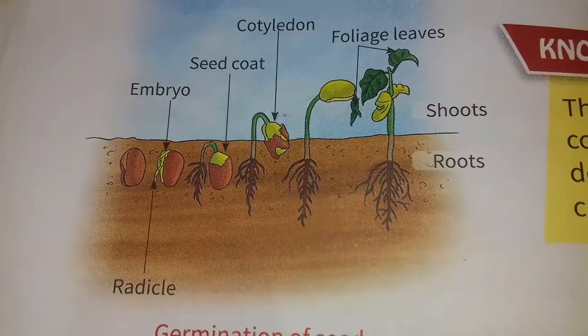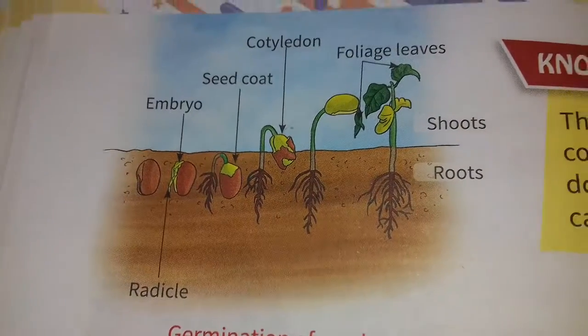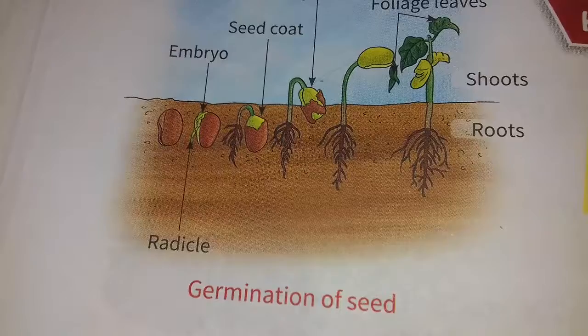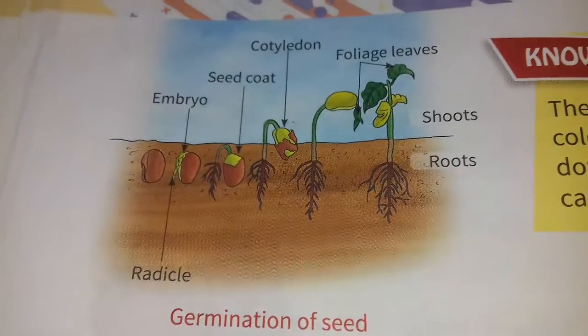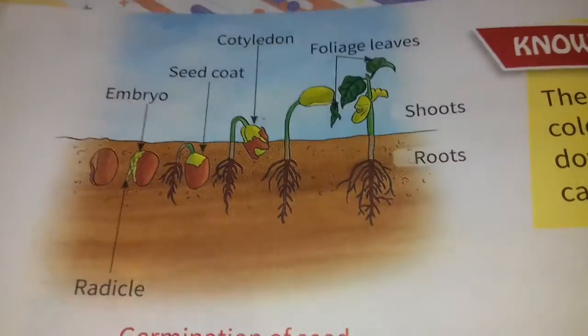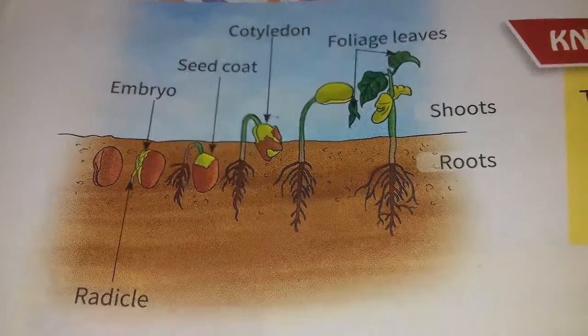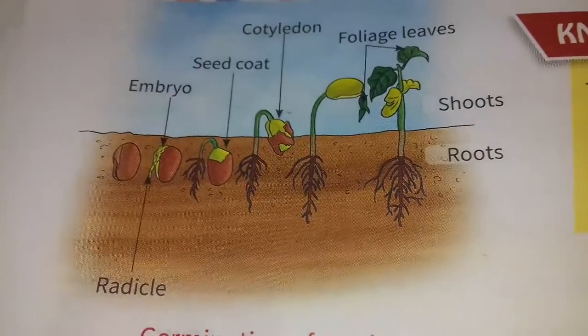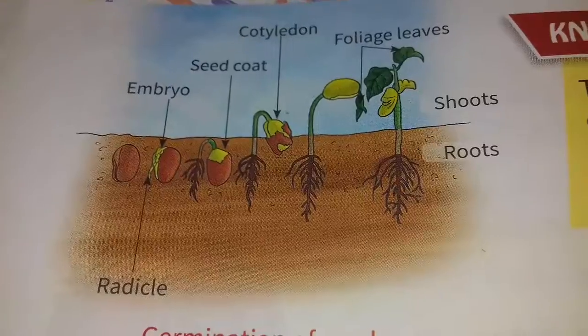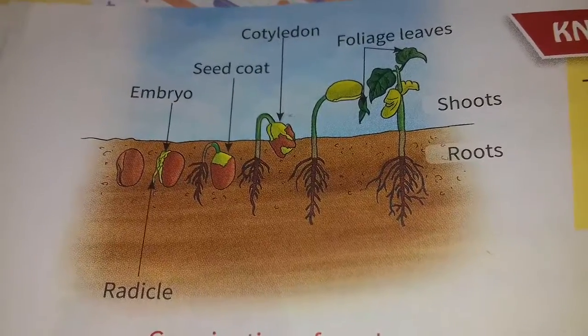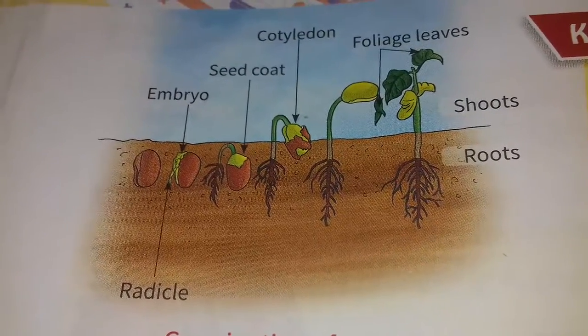So, we are in chapter 5. The name of the chapter is plant reproduction. We already completed this chapter. I think you all read the chapter thoroughly. And now I am going to tell you once again the main points of this chapter.